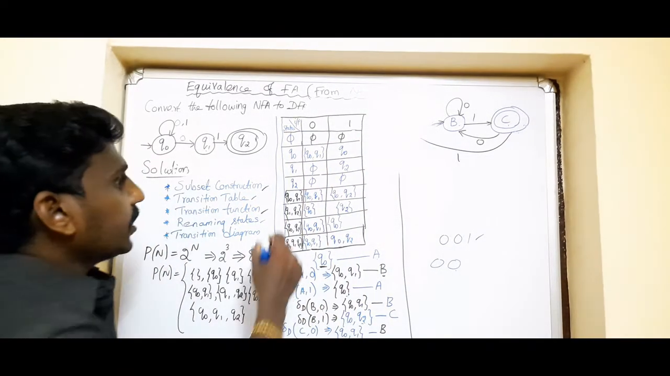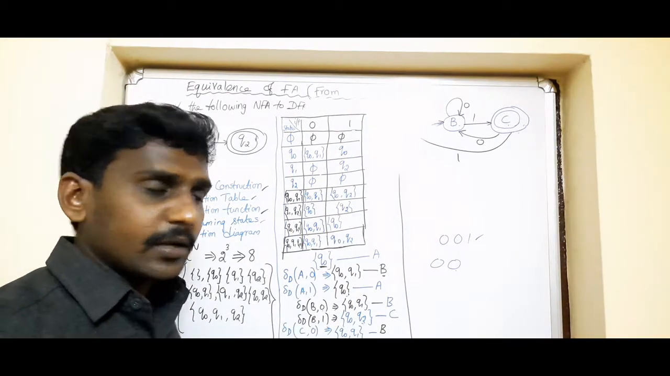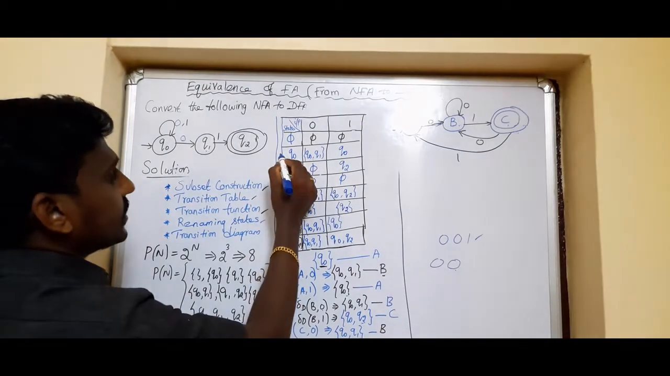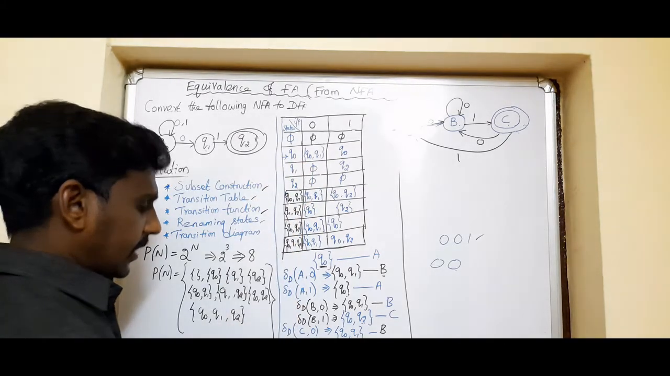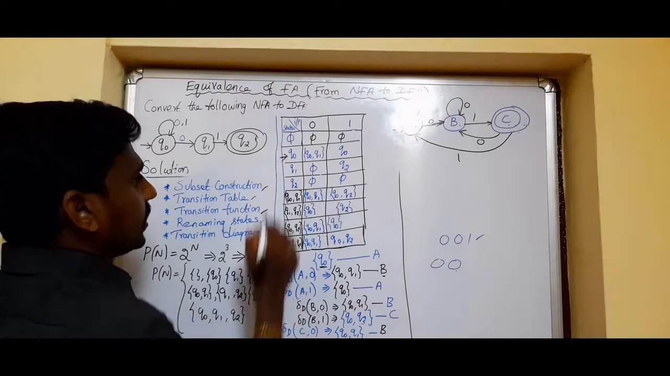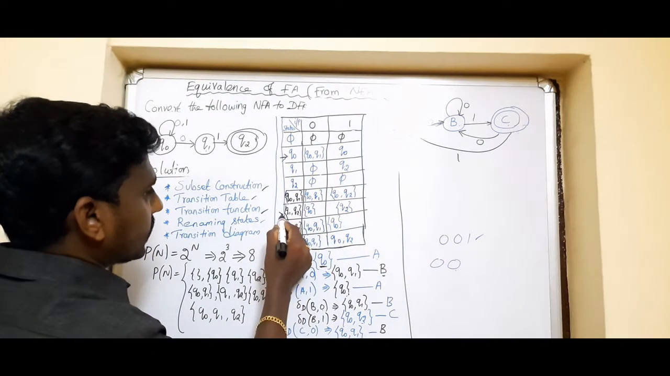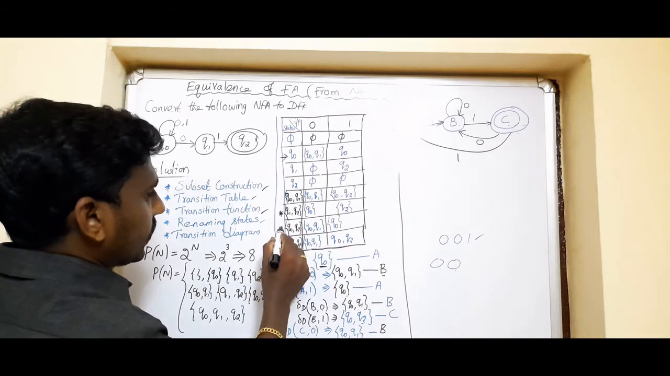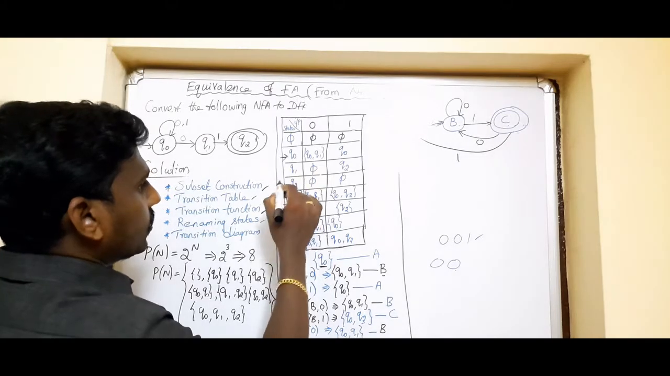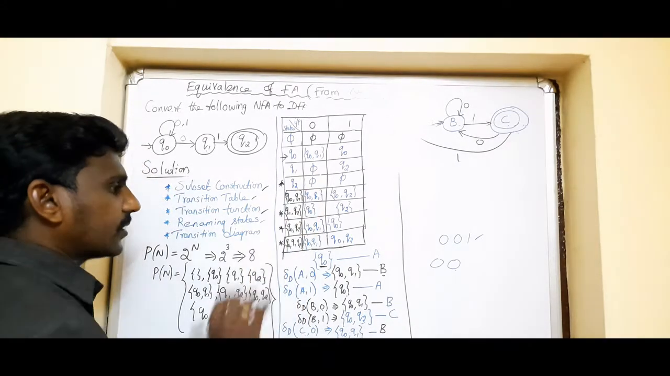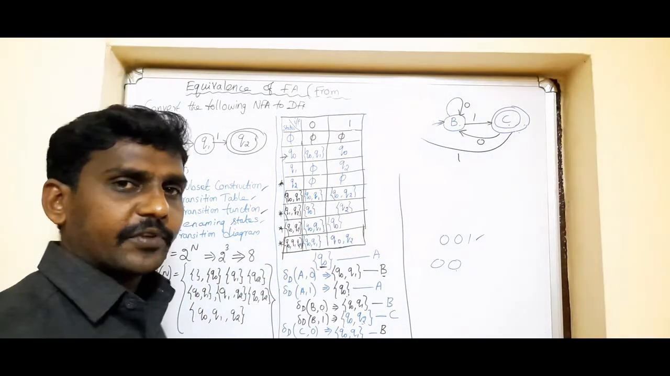Okay. And one more very important thing you have to consider: while constructing a transition table, we have to mark the starting state and accepting state. The starting state, we have to mark with an arrow, starting state Q0. And accepting state, whenever Q2 comes, that is an accepting state. This is an accepting state, this is an accepting state, this is an accepting state. Since Q2, Q2, Q2, this is also an accepting state. We have to mark it with a star. Okay. So this is the way to convert NFA to DFA.